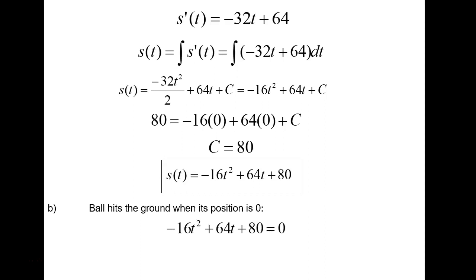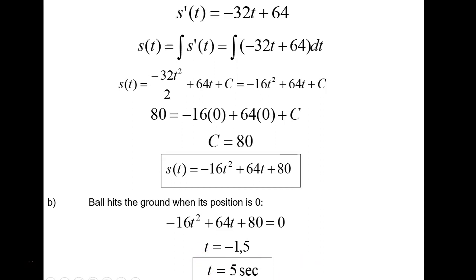So I'm going to set this equal to 0, and I can factor out a negative 16. I'm going to skip the details for now, but I'll factor out a negative 16 and then factor the remaining trinomial, and I get values of negative 1 and 5. Which one makes sense in this context? Of course, that would be at 5 seconds, since we're not going to have a negative time value.